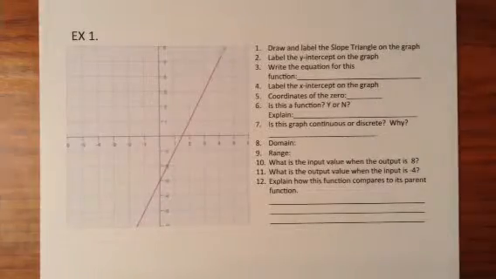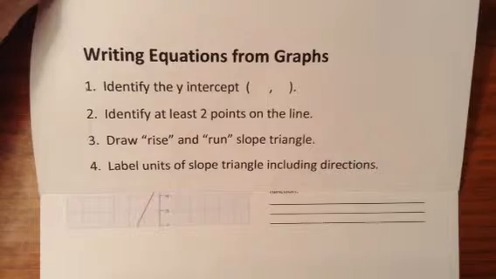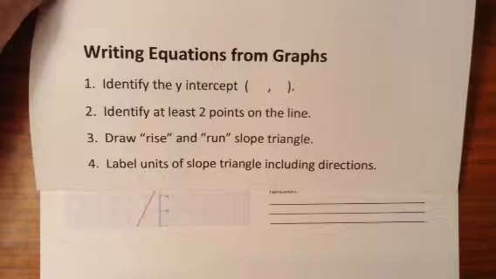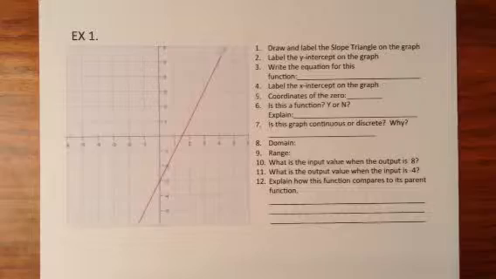As you're writing equations from graphs, please make sure you keep in mind your 4 steps that I asked you to write in your composition books. Identify the y-intercept, identify at least 2 points on the line, draw your rise and run slope triangle, and label the units of the slope triangle, including the directions.